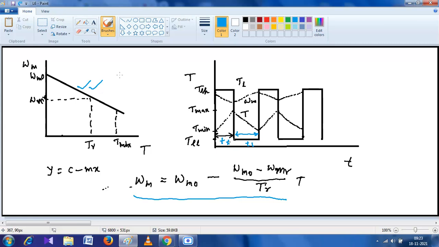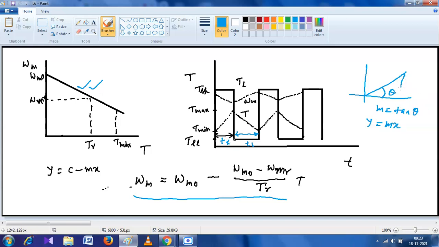This is basically slope. Suppose the nature of a curve is like that. Its equation is y equals mx, where m is the slope. If this is theta, then m is tan theta.